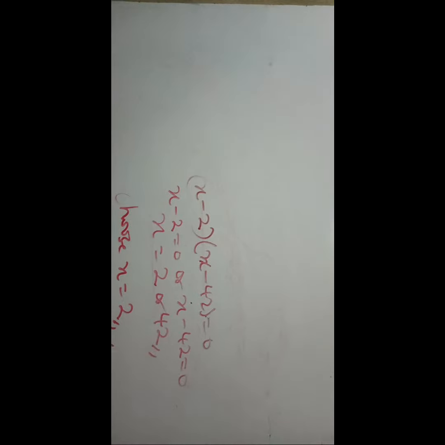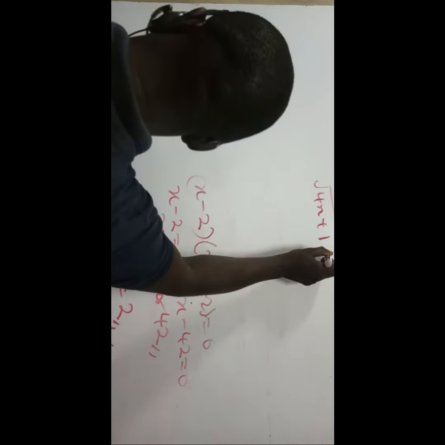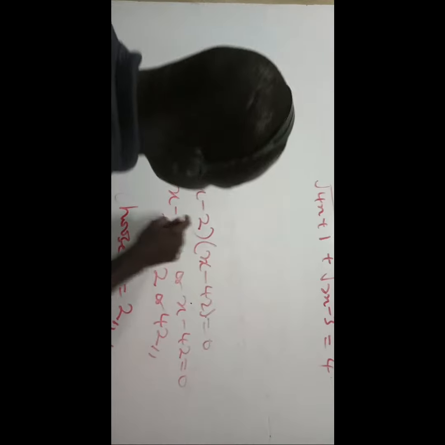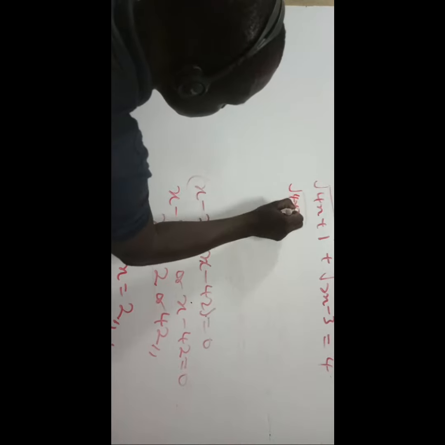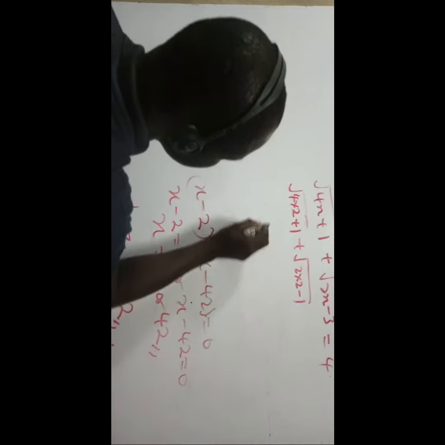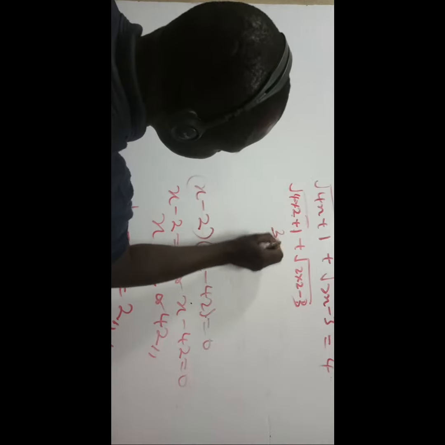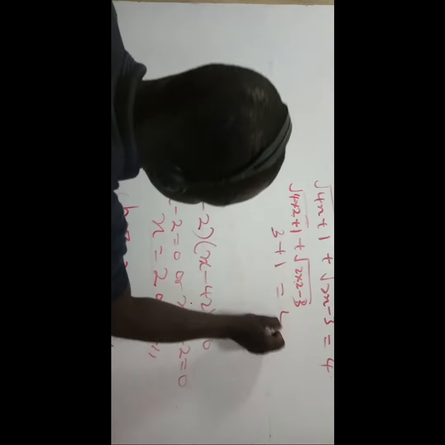This is the question. Square root of 4x plus 1 plus square root of 2x minus 3 is equal to 4. So if you substitute the value of x into this now, we should be able to get 4. Look at when x equal to 2, what happened? We have square root of 4 times 2 plus 1 plus square root of 2 times 2 minus 3. 4 times 2 is 8 plus 1, 9. Square root of 9 is 3. Plus 2 times 2 is 4, 4 minus 3, 1. Square root of 1 is 1. We are able to get 4.